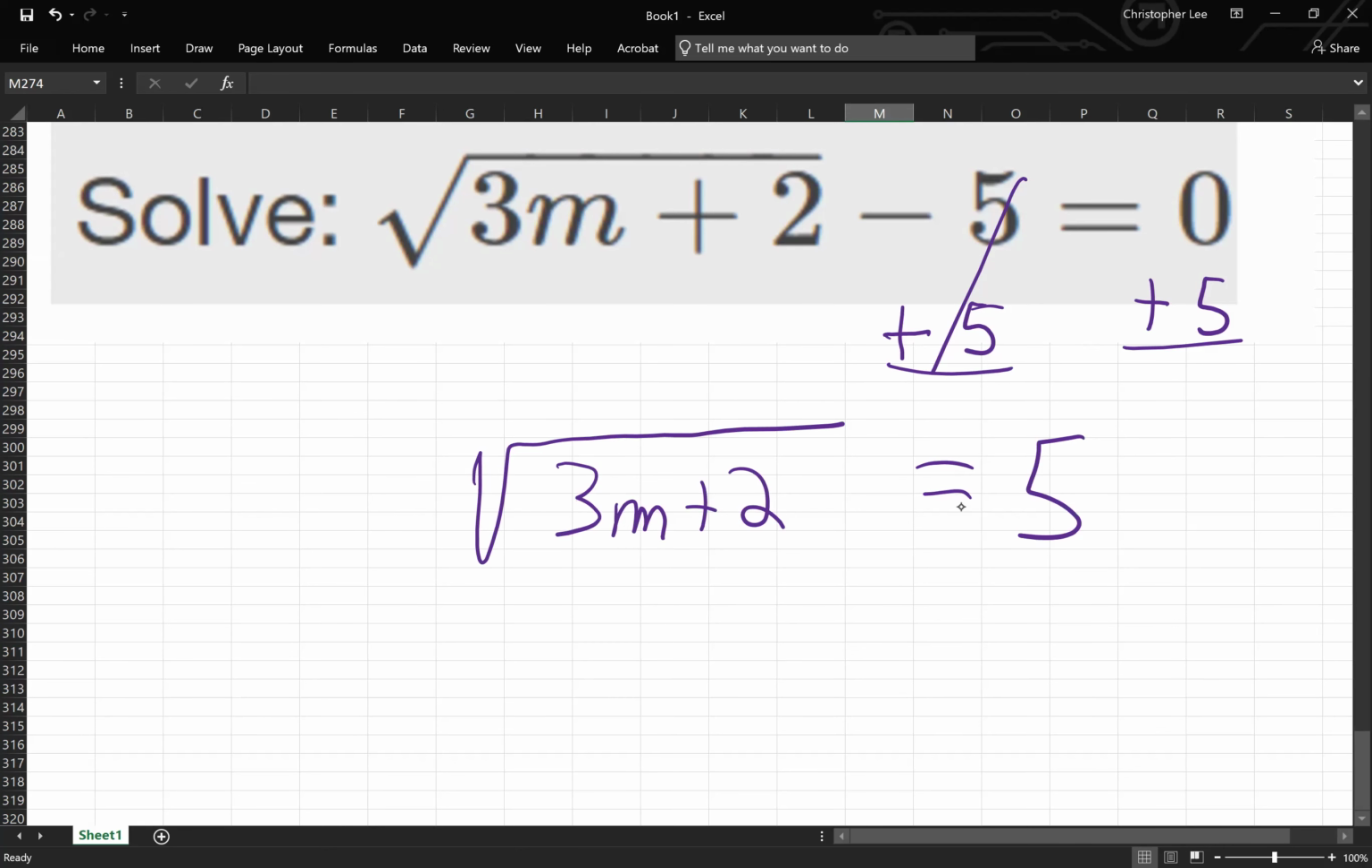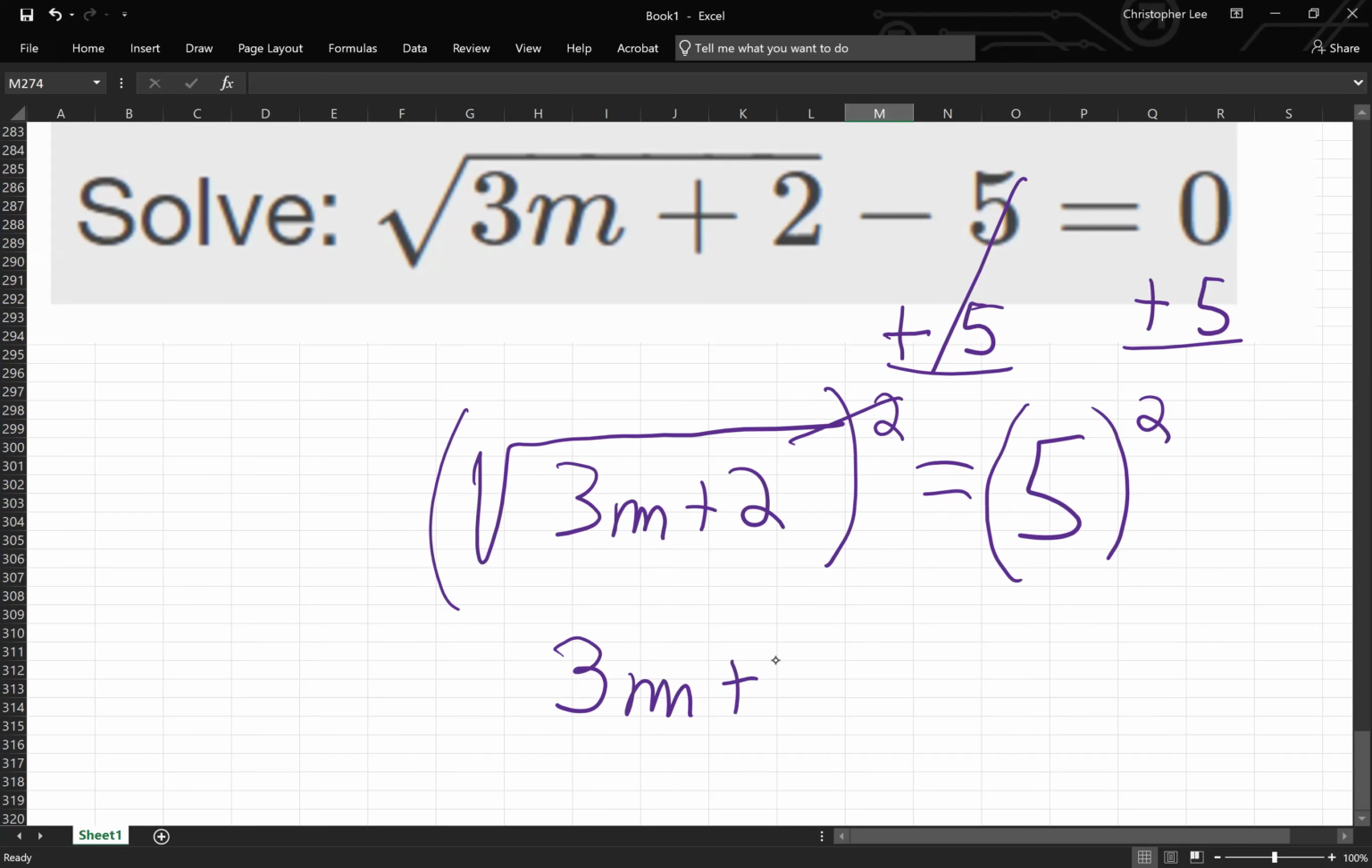And what do I do next? Square. And how do I do that? Right. So I'm going to square this. But what I do to one side of the equation, I have to do to the other side of the equation, right? These will cancel. So now I have 3m plus 2 is equal to, what's 5 squared again? 25. Perfect, right? And what do I do after that?